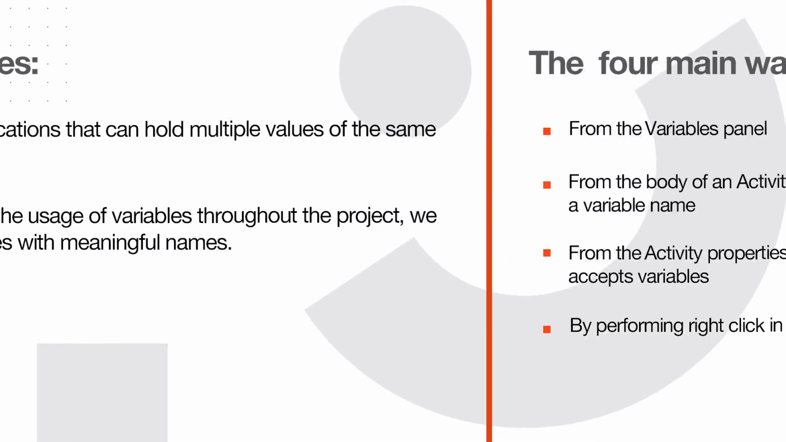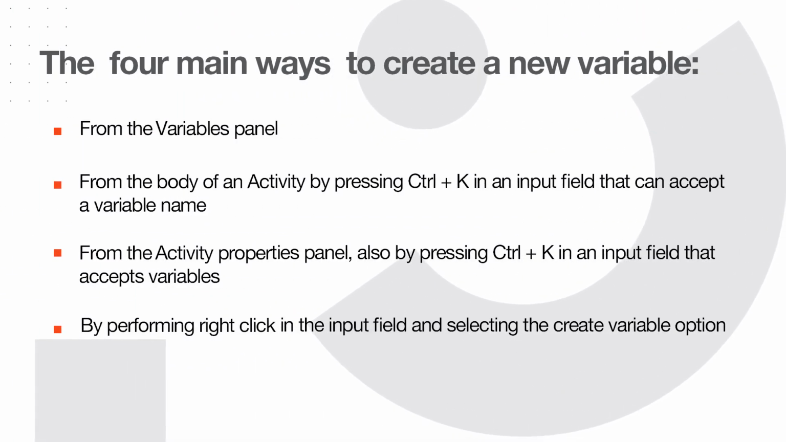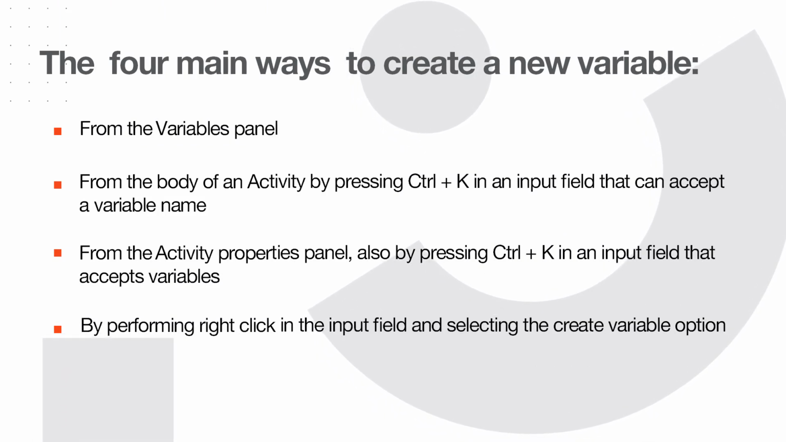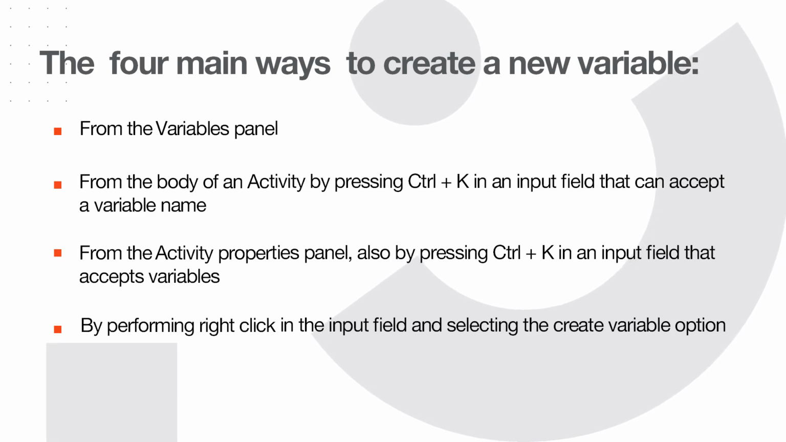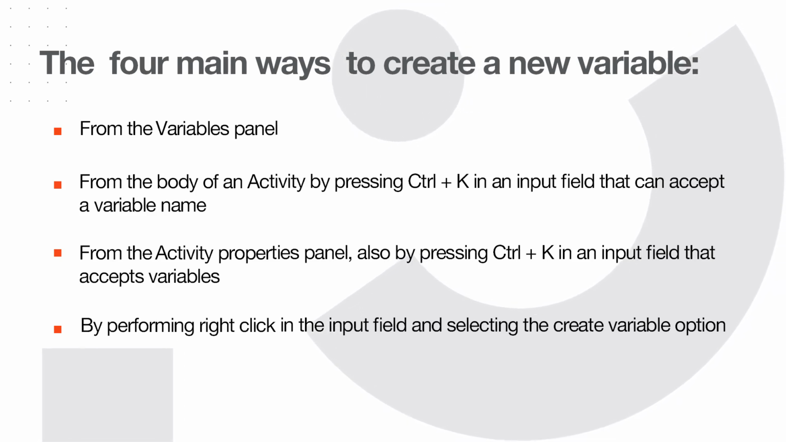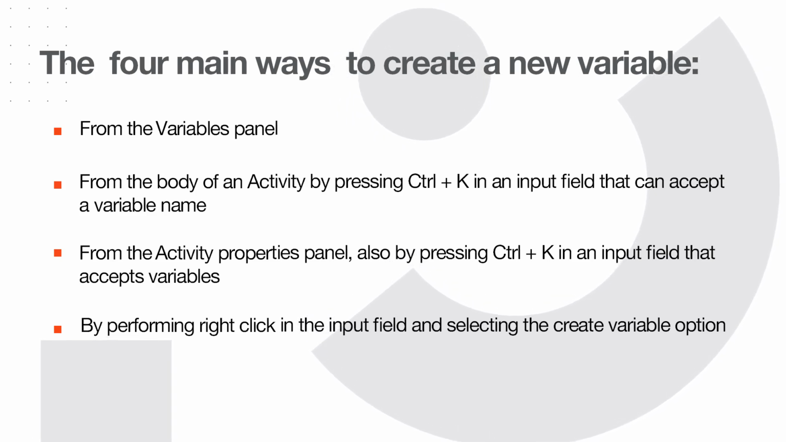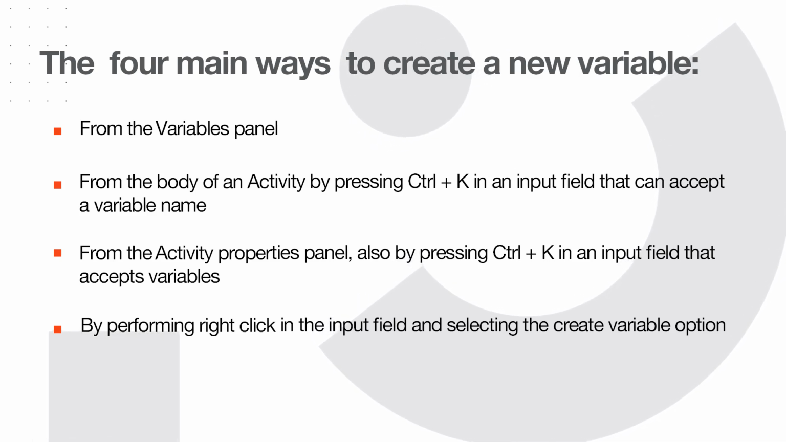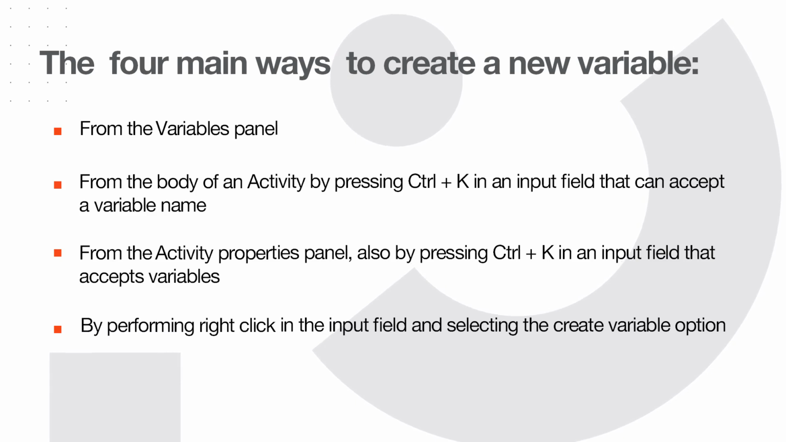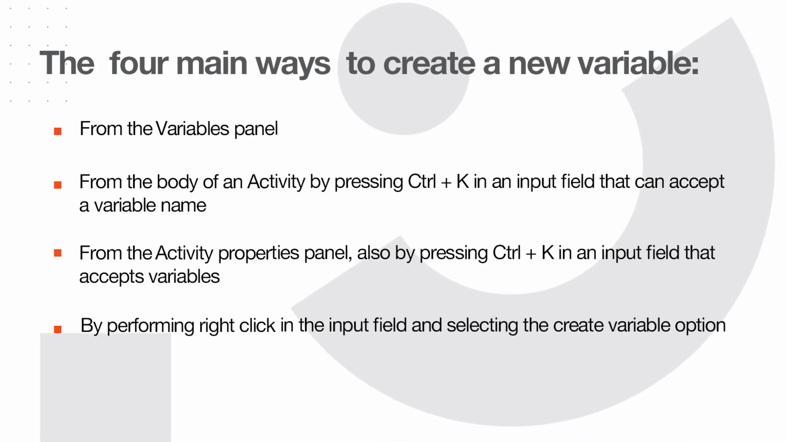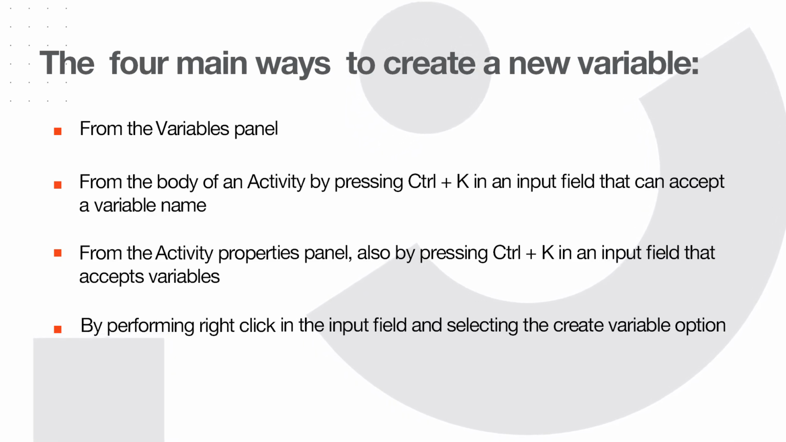Okay, let's begin. There are four main ways that we can create a new variable in UiPath Studio. 1. From the Variables panel. 2. From the body of an activity by pressing Ctrl+K in an input field that can accept a variable name. 3. From the Activity Properties panel, also by pressing Ctrl+K in an input field that accepts variables. 4. By performing right-click in the input field and selecting the Create Variable option.